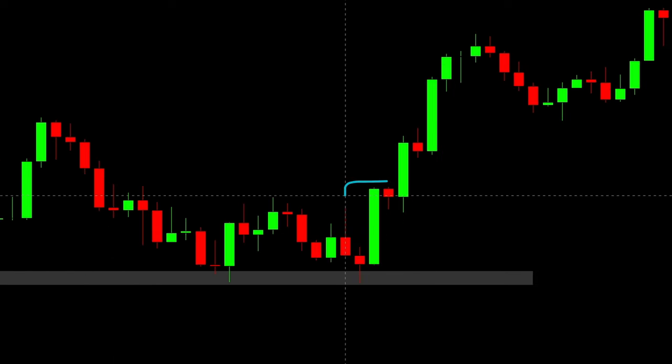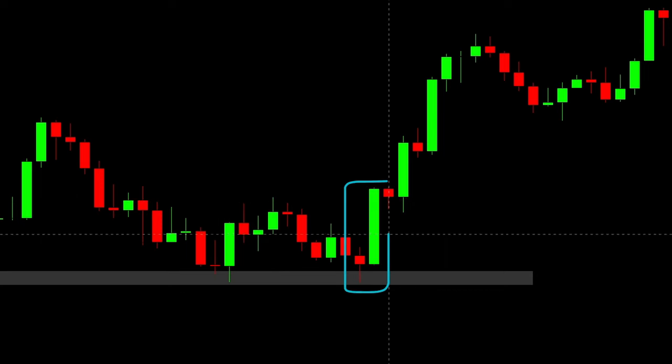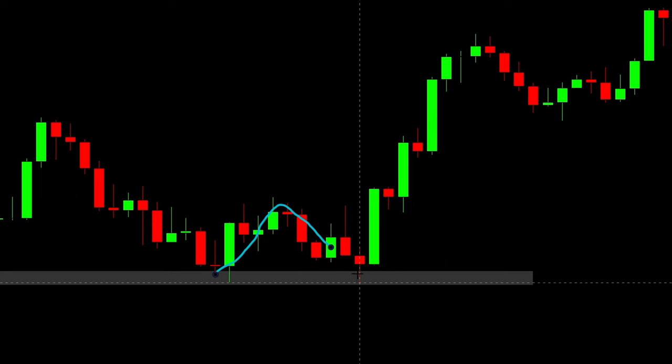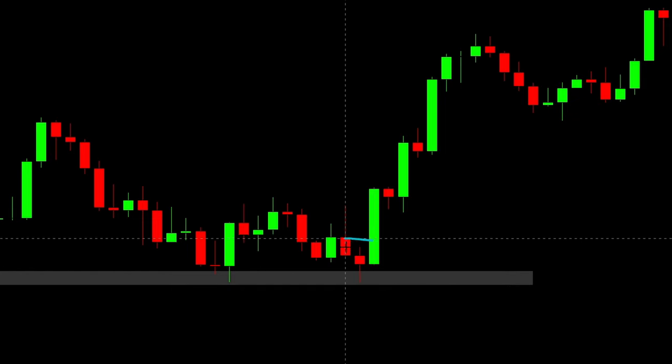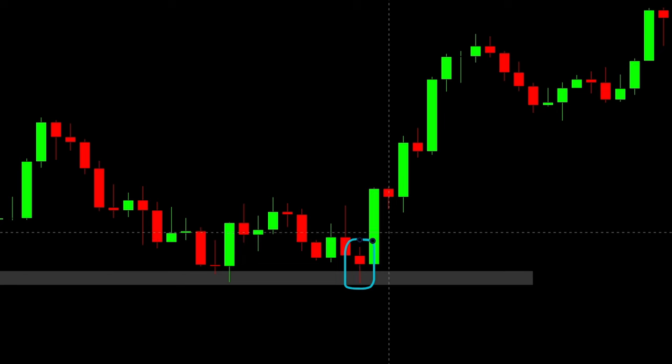So let's, for example, take a look at these two candles right here. You can see that the price came down to the support area. We saw this red candle right here with a pretty significant lower wick. You can see we did see a small bounce coming in at this red candle, but this candle was probably not enough to enter a trade.